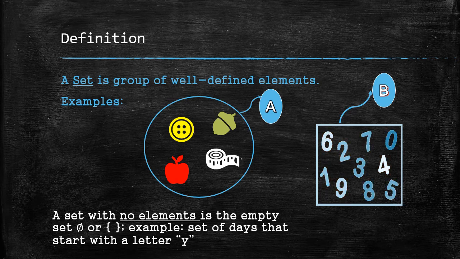Now, a set with no elements is the empty set. For example, set of days that start with the letter Y. So there's no such day that start with the letter Y. So that's an example of an empty set.